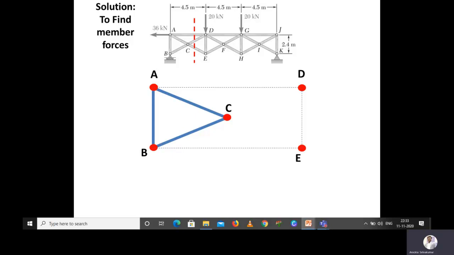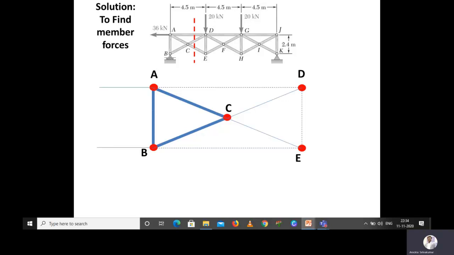Because the section line is intersecting after the point C, and then you know that it is intersecting the member AD, the member CD, and then member CE. So as per the principle of method of sections, we are following it. After that, you know that the AC and then CE member is on the same line, and then the BC and then CD is also in the same line as per the given problem. So the members are in line. It is having a common axis.